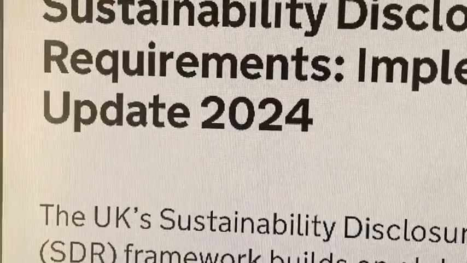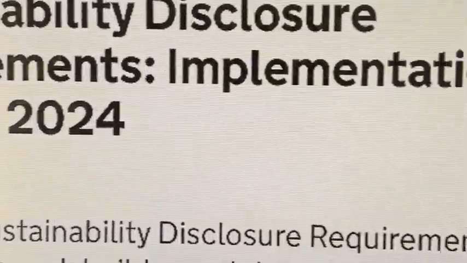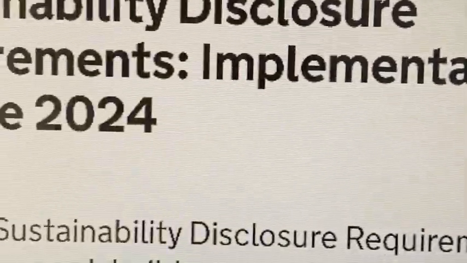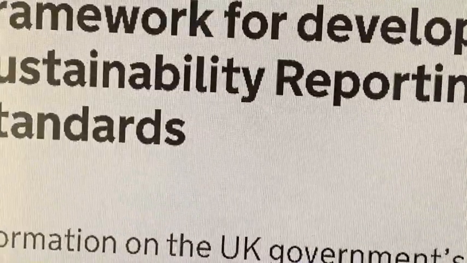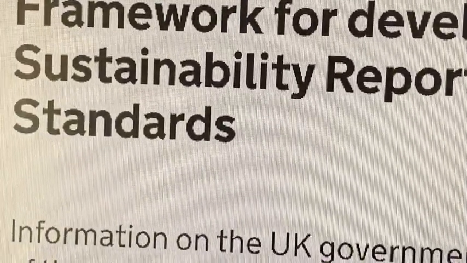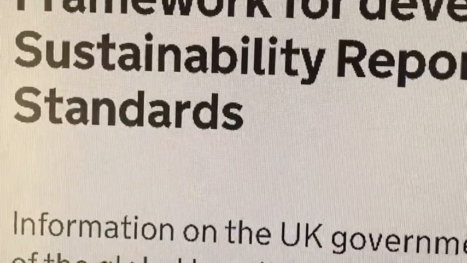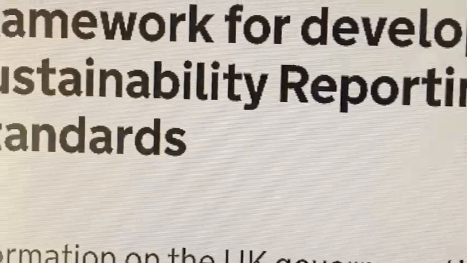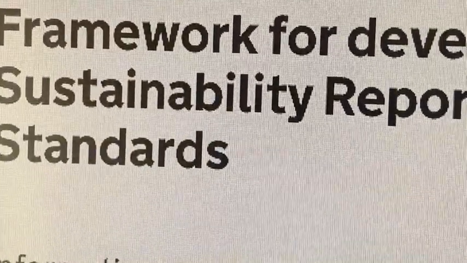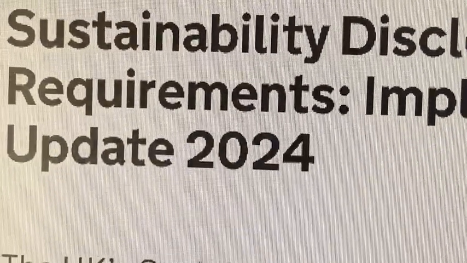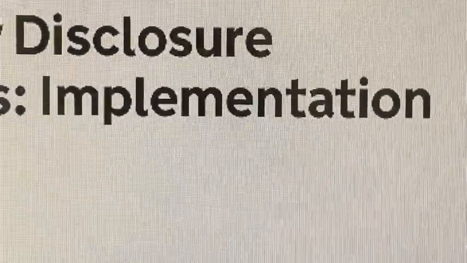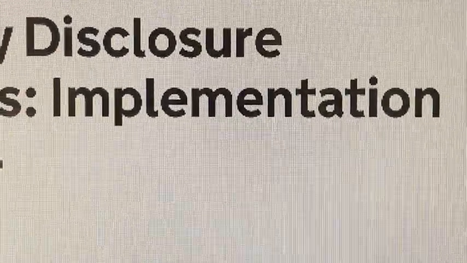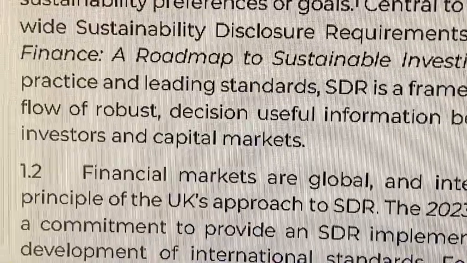So this second video is on the sustainability disclosure requirements implementation. This is how we're going to do it. So the first paper in the previous video was the framework for developing the UK sustainability reporting standards. So what exactly is required to be reported, and then this video is about the sustainability disclosure requirements implementation. So how and when do we actually need to report? So this is the actual disclosure requirement. This is the actual document itself. I'll go through the key points.